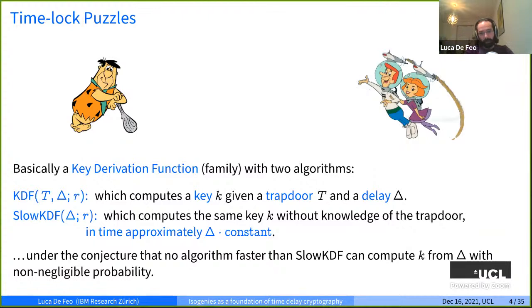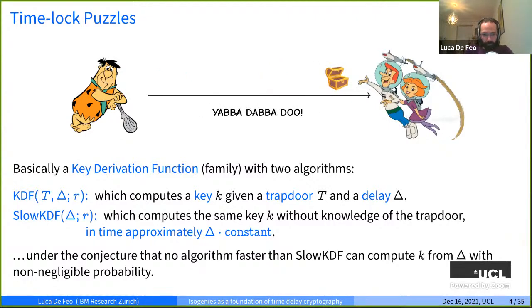And so the idea of this kind of primitive is that you can use it to encrypt to the future. So think, for example, of Fred of the Flintstones, who wants to send a message to the future. What he will do is that he will use the KDF function to encrypt his message, and he will set the parameter delta, the delay, to a million years. And then he will just give this time capsule away, and then time will pass until we arrive 1 million years later, when this slow key derivation function has finished computing, and we will have the key to decrypt the message. So this is the kind of functionality that a time lock puzzle is trying to realize.